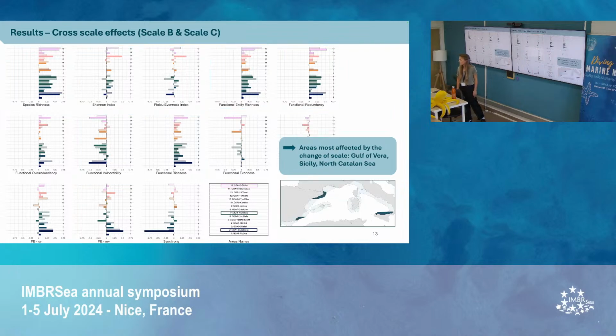Another interesting thing about these plots is that there were 3 areas that stand out, and they were most affected by the change of scale. The Gulf of Beta here, Sicily, and the North Catalan Sea. So I framed here the corresponding colors. You can see that the Gulf of Beta here is very high all the time, meaning that the increasing scale is changing their values a lot.